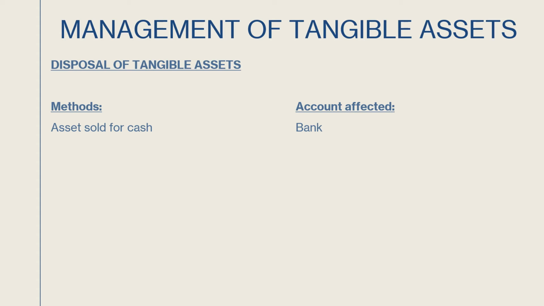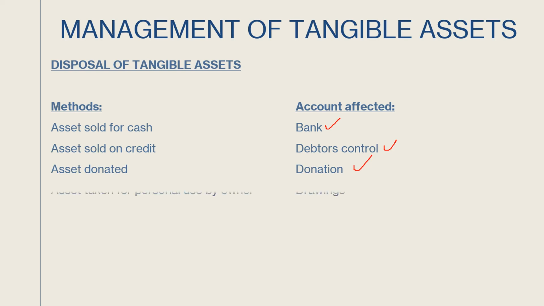Remember the double entry principle. The first account that will be affected always will be your asset disposal. So the one account is asset disposal, but what is your other account? If we are selling it for cash, bank is my other account. If I sell it on credit, my contra account will be debtors control. If I donate the asset, my contra account is going to be donations. If the owner decides to take the asset for his personal use, that is going to be captured as drawings.